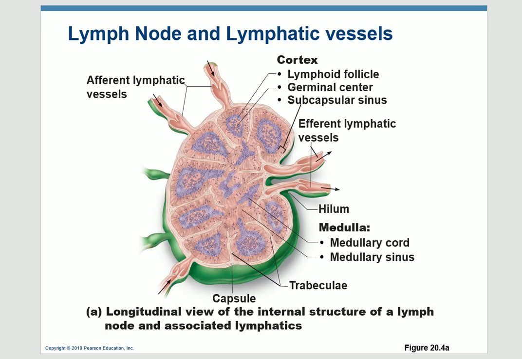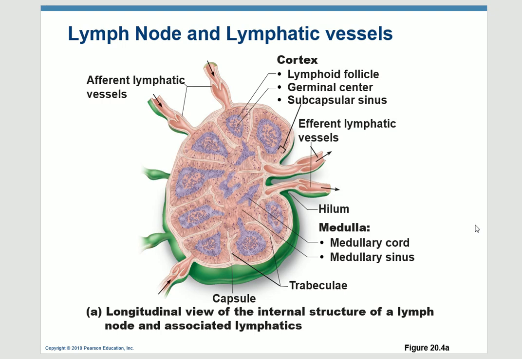So this is a longitudinal view of a lymph node, what it looks like if you cut it sideways. If you remember, efferent means exit. So efferent, going out, exiting. I don't have an easier way to remember afferent, except that it's the other one. So if you remember that efferent is exit, you'll know that afferent is the one coming in. So E, exit, A, coming in.